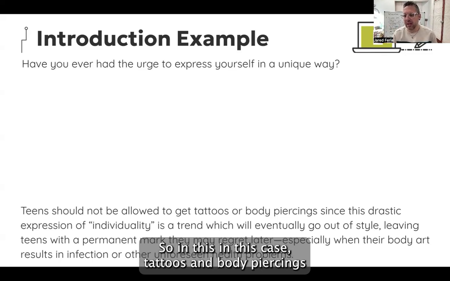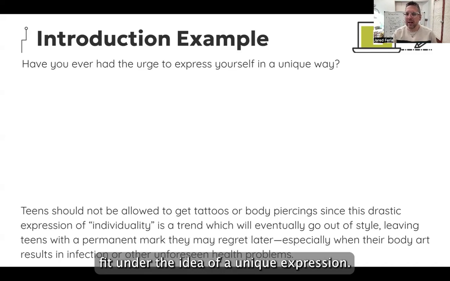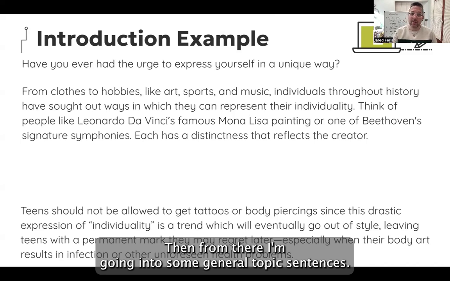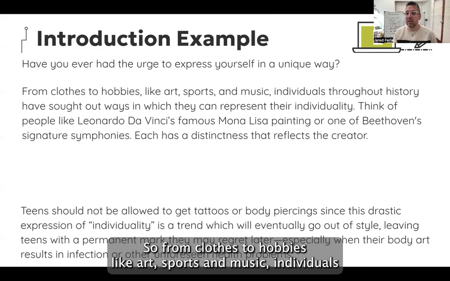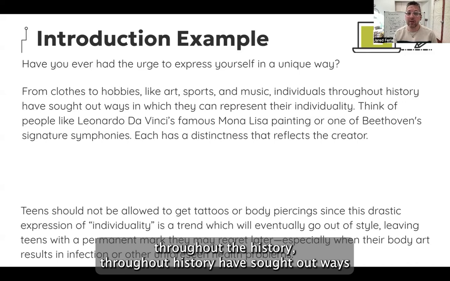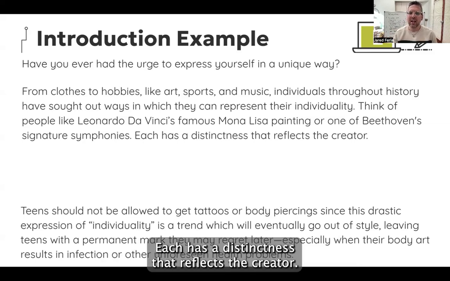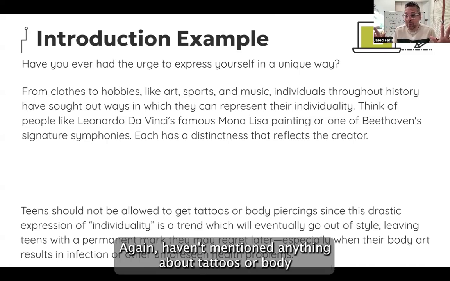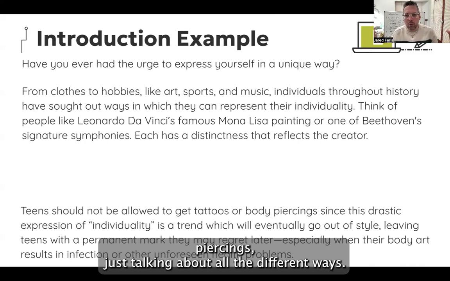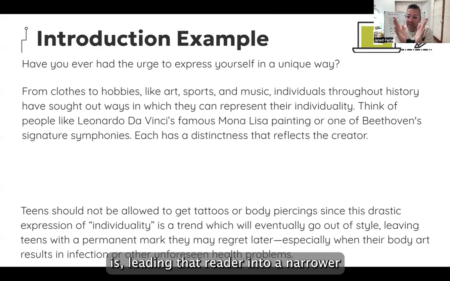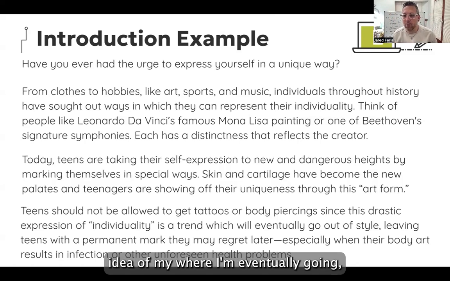So in this case, tattoos and body piercings fit under the idea of a unique expression. Then from there, I'm going into some general topic sentences. So from clothes to hobbies like art, sports, and music, individuals throughout history have sought out ways in which they can represent their individuality. Think of people like Leonardo da Vinci's famous Mona Lisa painting or one of Beethoven's signature symphonies. Each has a distinctness that reflects the creator. Again, I haven't mentioned anything about tattoos or body piercings, just talking about all the different examples of how people express themselves. You see, I'm leading that reader into a narrower idea of where I'm eventually going.